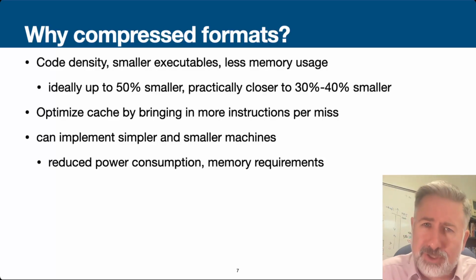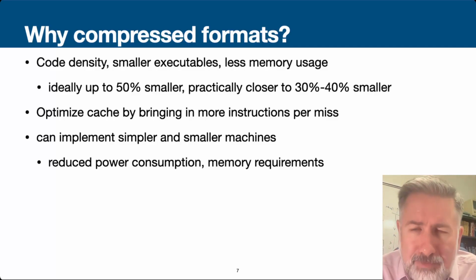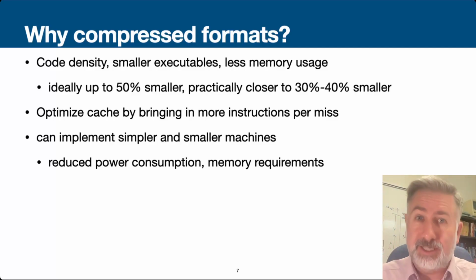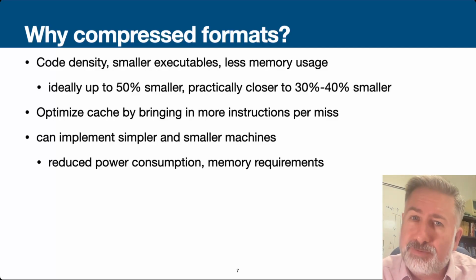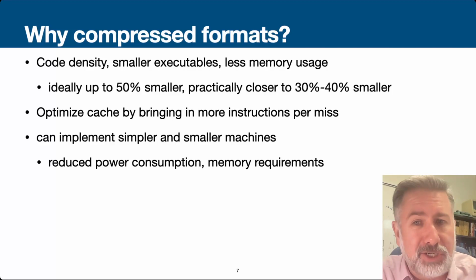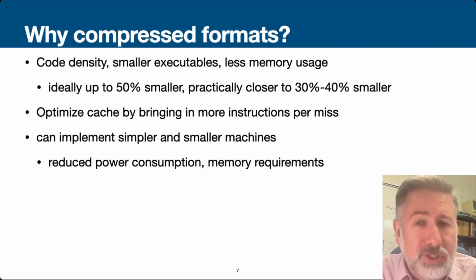So why do you do this? Well, again, code density is one of the big considerations. Smaller executable files, less memory usage. It's interesting to note that theoretically, if your code is going from 32 bits per instruction to 16 bits per instruction, you should be able to cut your code size in half. You can't. Usually you can't.